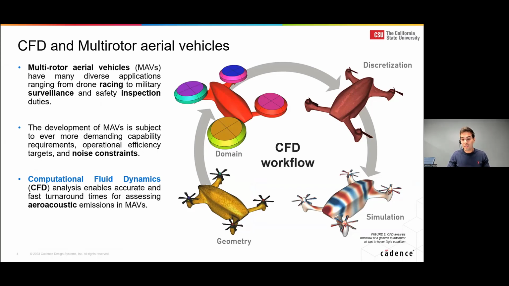Now, the development of this type of vehicles, the MAVs, is subject to ever more demanding constraints and requirements. So it can be handling capabilities, operation efficiency targets, and most importantly, noise constraints. So engineers are interested in how much operating these vehicles will disturb the flow field around them and then impact the people and populations, even urban areas around these MAVs, right? Computational fluid dynamics can be used to analyze and accurately predict the flow field around MAVs.